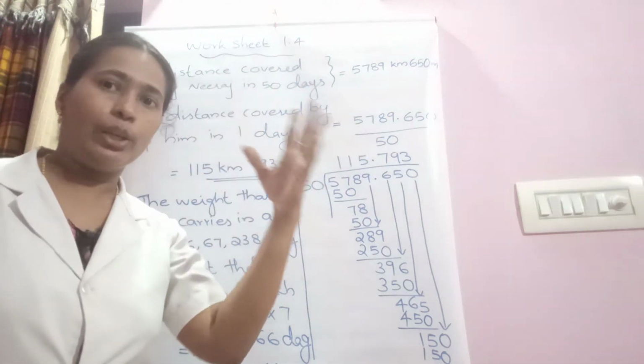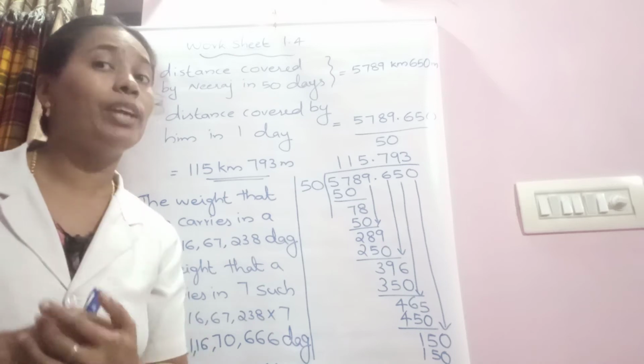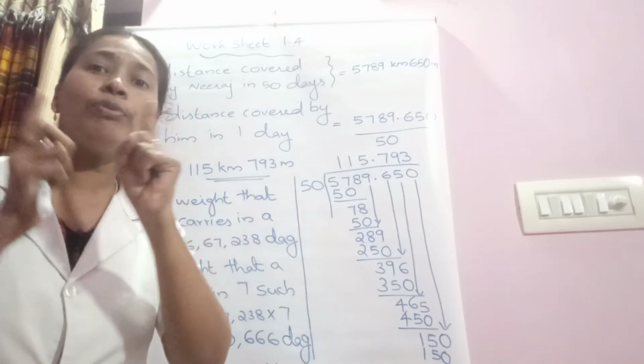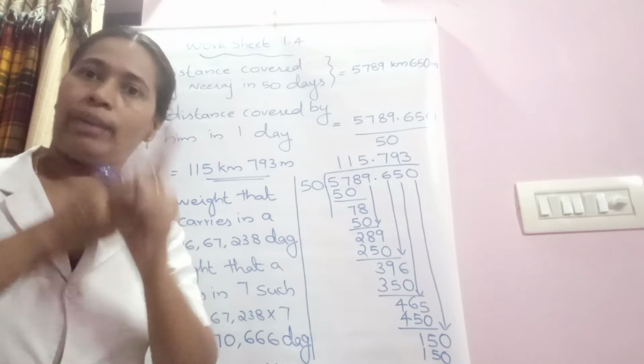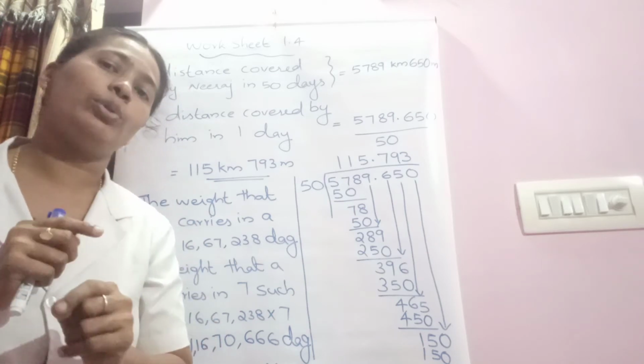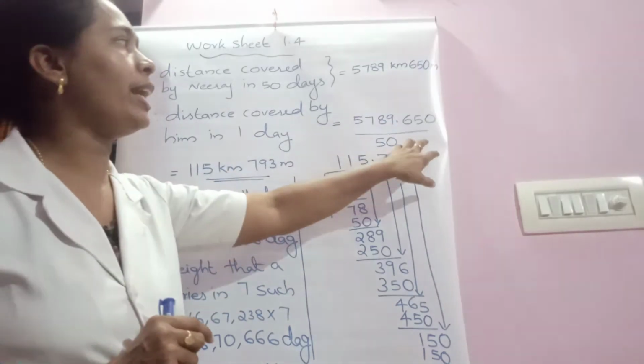Many is given, and in order to find the unit or for one quantity, what we have to do? Division. Many is given, and for finding the cost or whatever be distance of one unit, we have to do division. So here also we are dividing the given number.